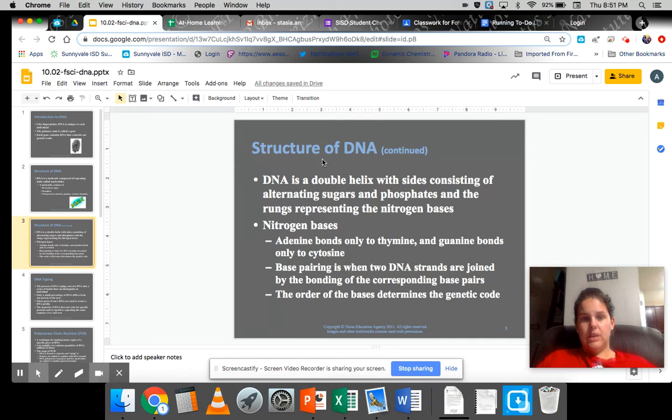For the structure, it gives you the whole double helix thing, which you should be familiar with from biology. And then it talks to you right here with the nitrogenous bases about what pairs with what. Again, that's going to be very important on your Wednesday activity to remember that adenine and thymine go together and guanine and cytosine go together. So you'll have just the letters A, T, C, G, and you need to remember what pairs with what.